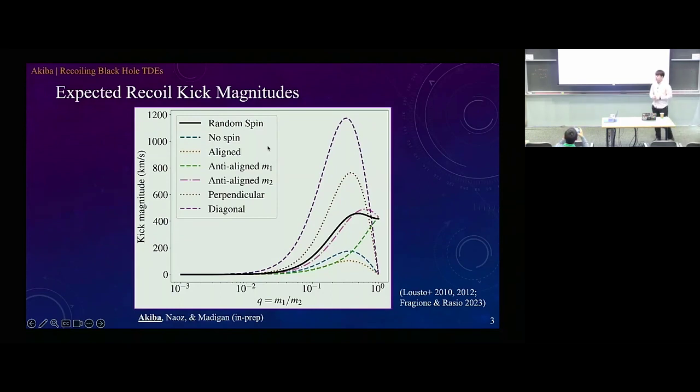Thanks for the great talk. So imagine you have a very strong kick. I can imagine that sometimes it may actually unbind some of the stars orbiting the black hole. So is that going to suppress the efficiency to generate TDEs?